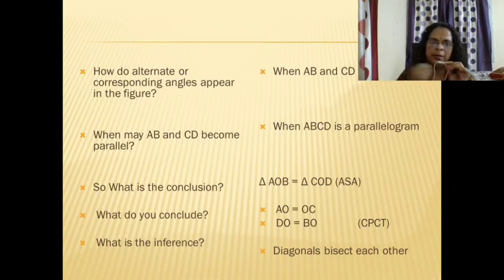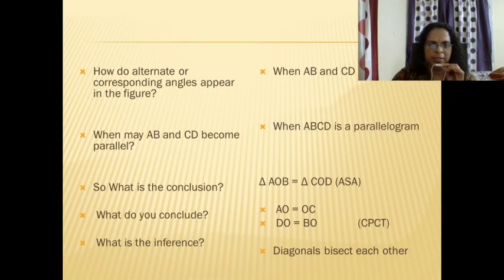So what did you get? You got two pairs of alternate angles equal and one included side. So which congruence condition can you use here? Using the ASA congruence condition, triangle AOB is congruent to triangle COD. So what we got: side AO is equal to OC and DO is equal to BO. CPCT means corresponding parts of congruent triangles. So we have proved that these two triangles are congruent using the ASA condition.